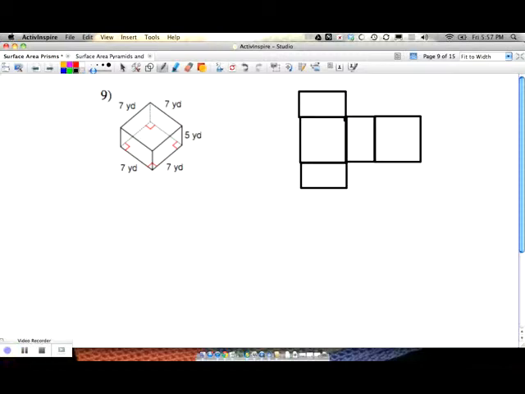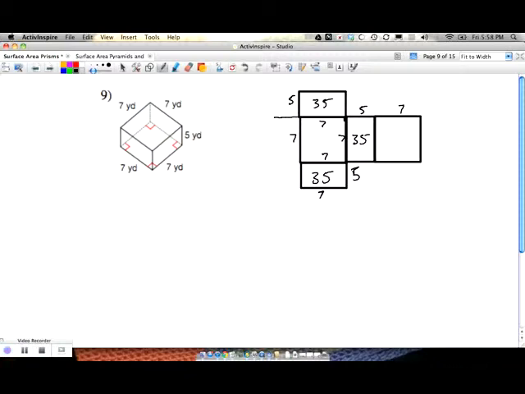The total. Well, I have a net here. Hopefully you guys saw that. And I'm going to label it. We know this is 7, 7, 7, 7 for the square. And these shorter pieces are 5. And that means that's 7 as well. And 7 and 5. So let's figure out these totals. We got 35 for these smaller rectangles.